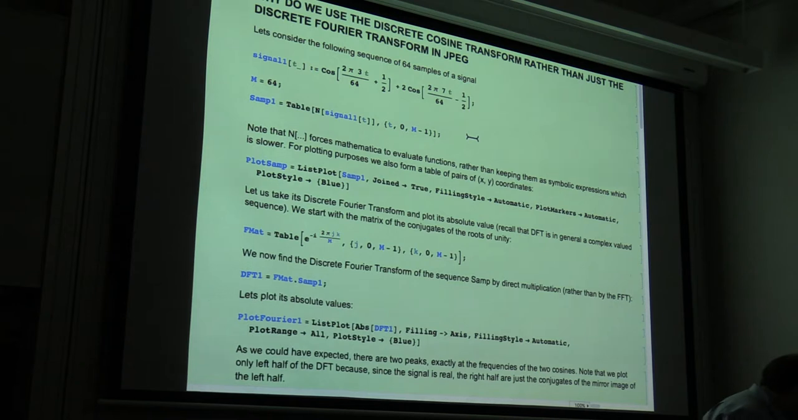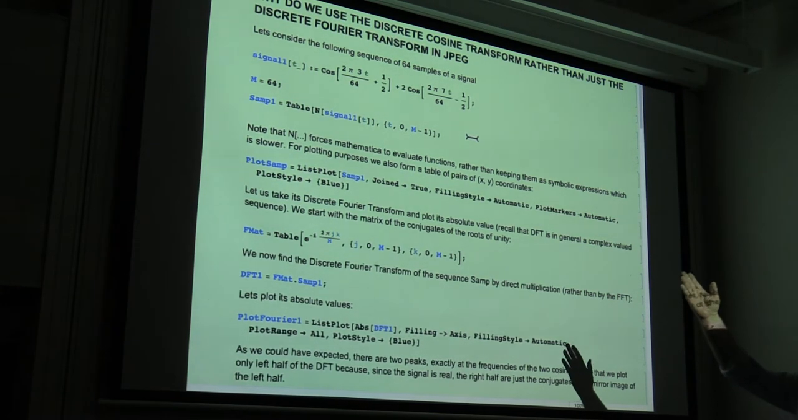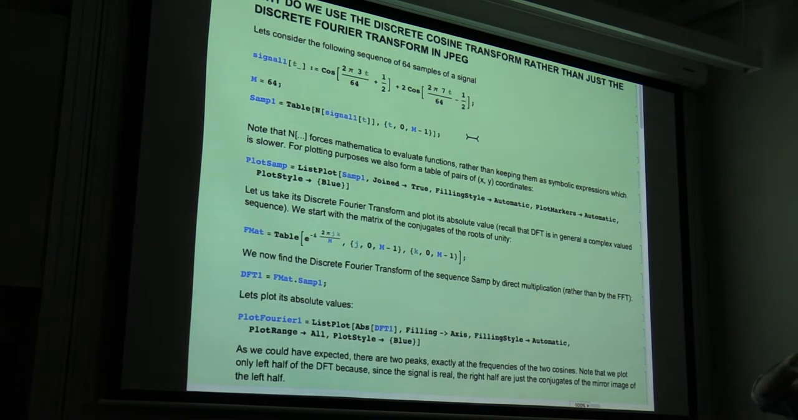Piece of cake. So now, this is what we are doing here. We are taking a simple signal. Here it is: cosine of 2 pi times 3t divided by 64, phase shifted a little bit, plus 1/2, plus 2 times cosine of 2 pi times 7t over 64. So the frequency of the first component is 6 pi over 64, and of the second component 14 pi over 64.